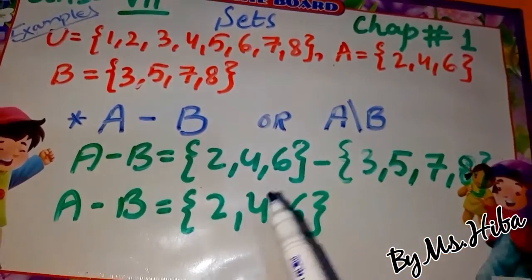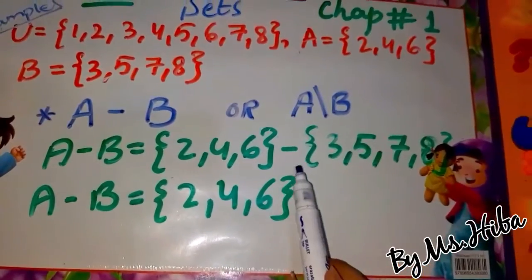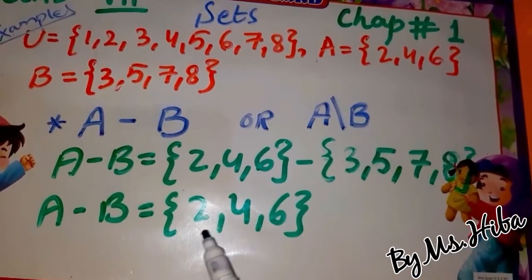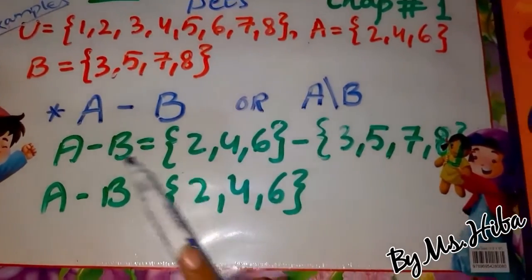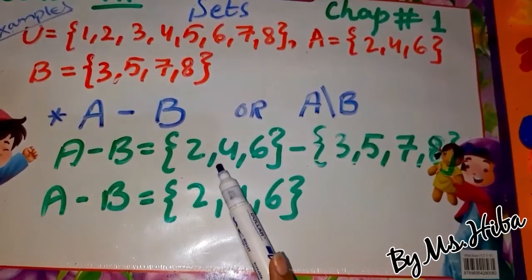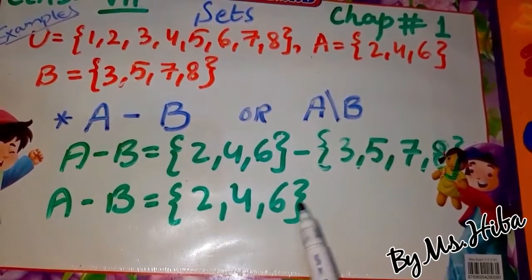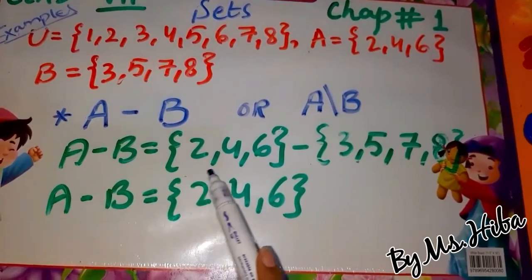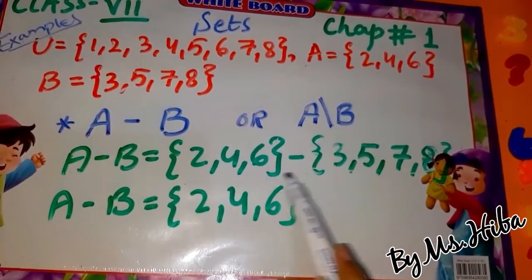So we can see that there is not any common number which we can subtract. So set A will be the answer of A difference B, because when we subtract B from A, there is not any element which can be subtracted, so set A will be the answer. We do not write the empty set for this solution, because in difference we write the first set if we don't have any difference between both sets.